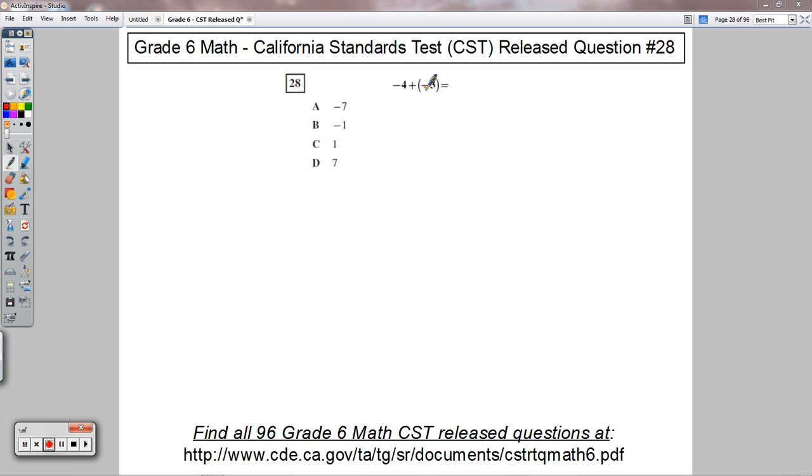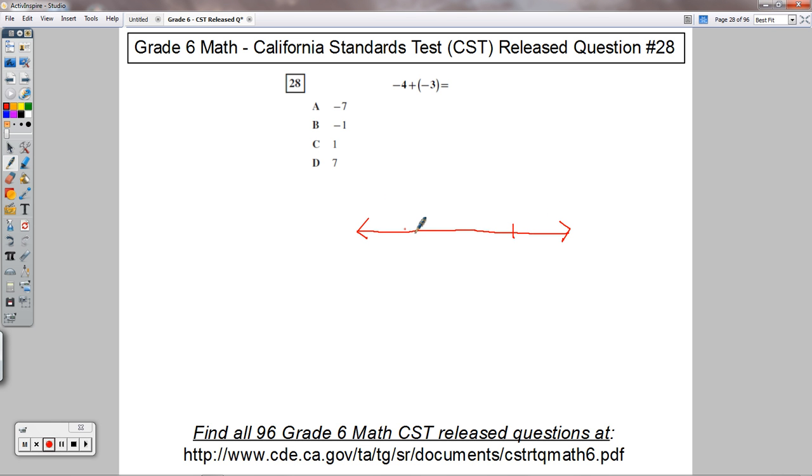Welcome to number 28. This one says -4 plus -3 equals. So notice here we're adding two negative numbers together. I'm going to draw a number line to help us understand this one a little better. If you know the answer already, great. But if not, this should provide some valuable help.